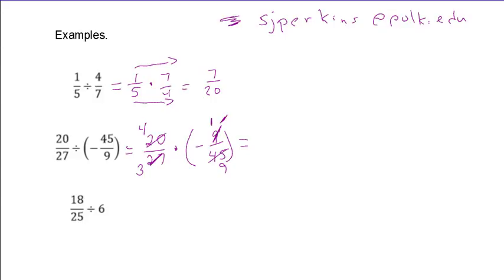So I have a positive fraction times a negative. That makes my final answer negative. I've got a 4 times a 1. That's 4. And then I've got a 3 times a 9, which is going to be 27.